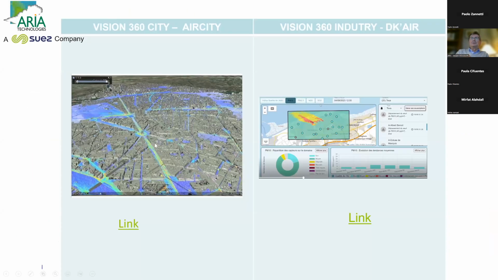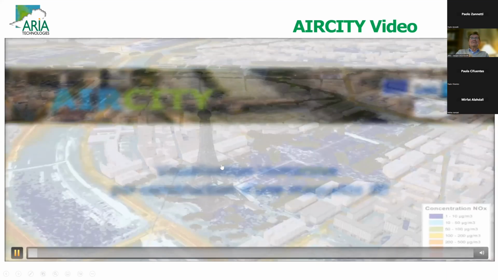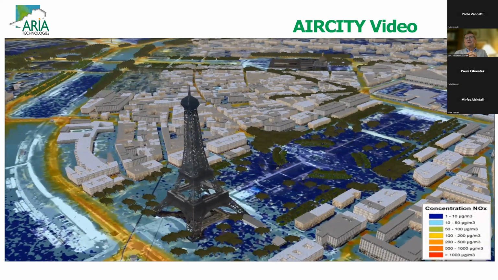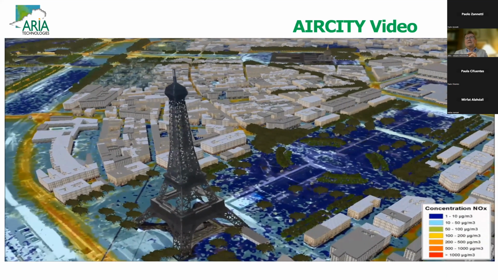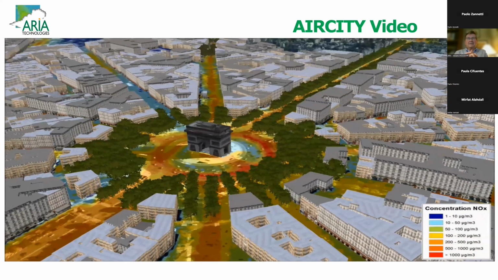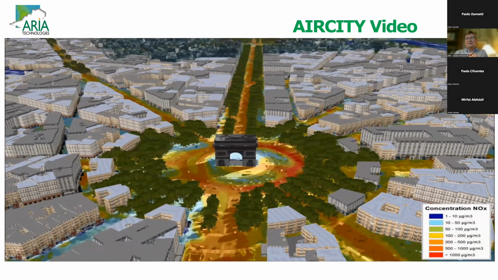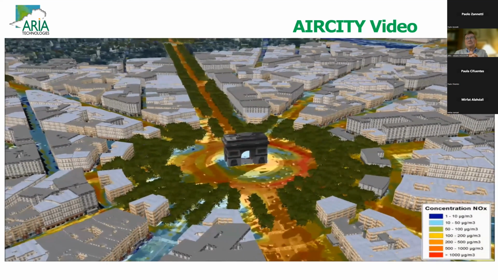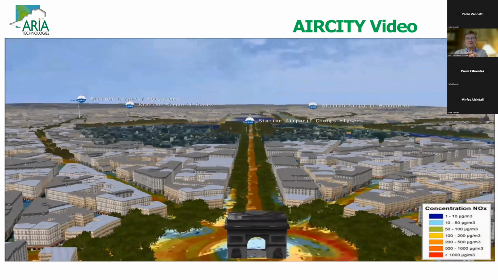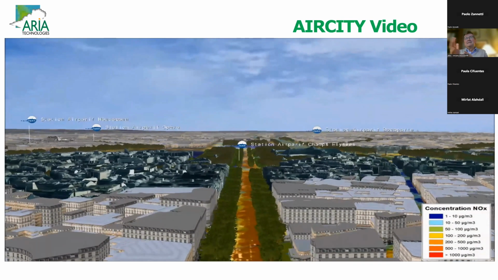I will move to another, hoping that it works correctly. This is another way to show the same simulation. It's a video. And what we display at the ground level is the concentration in NOx at the breathing level, which of course is very much dependent on traffic. So here you see Arc de Triomphe. And what you can notice also is that there are avenues with more pollution than others, and also that you have the typical canyon effect where the distribution of pollution in different sides of the avenue is different.